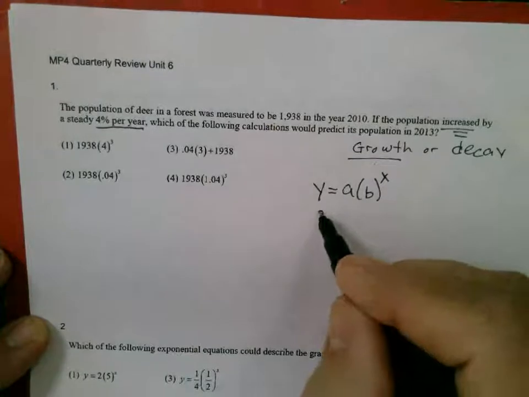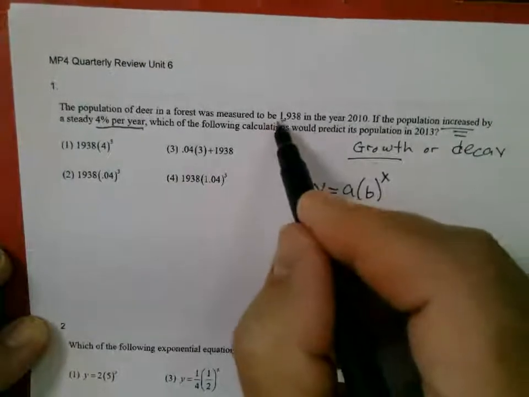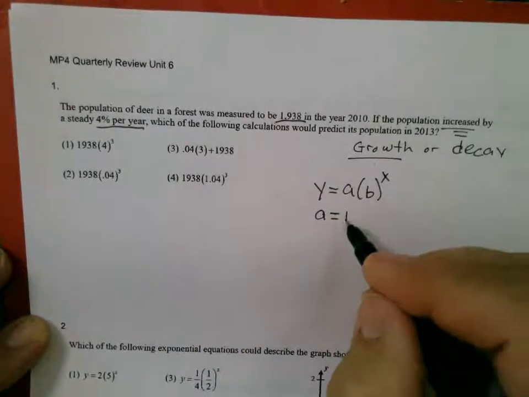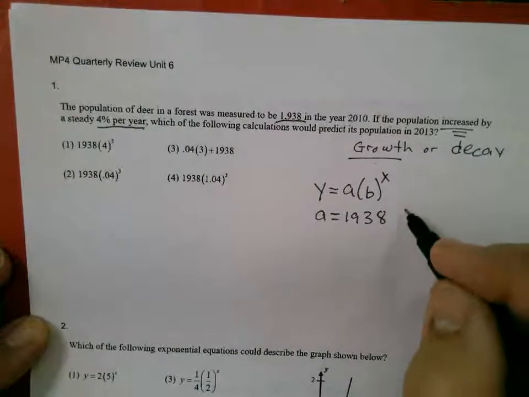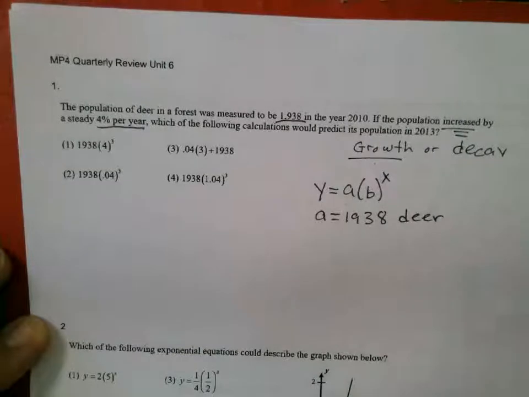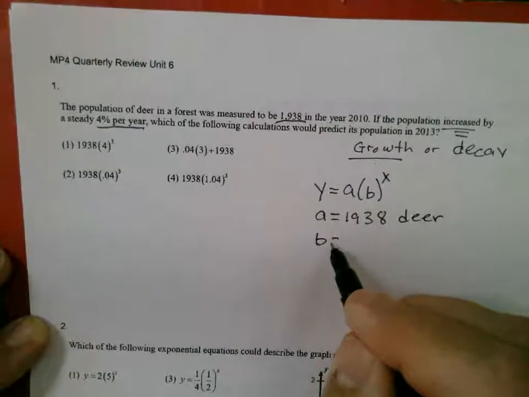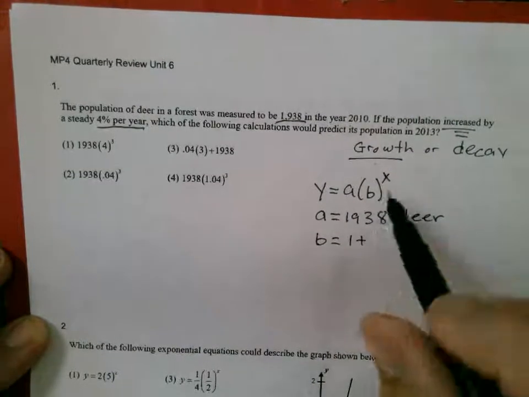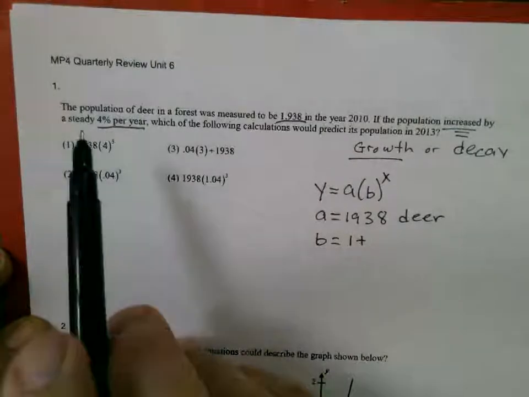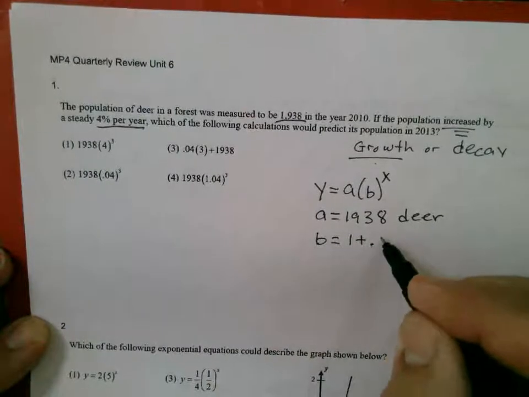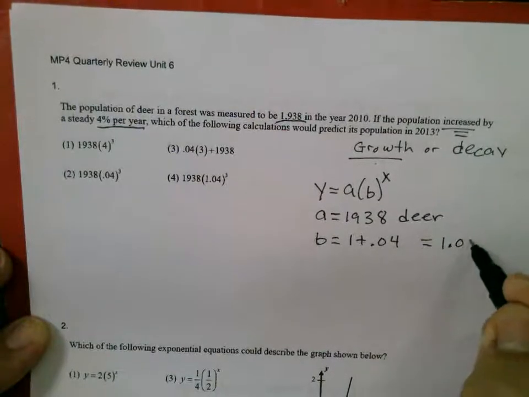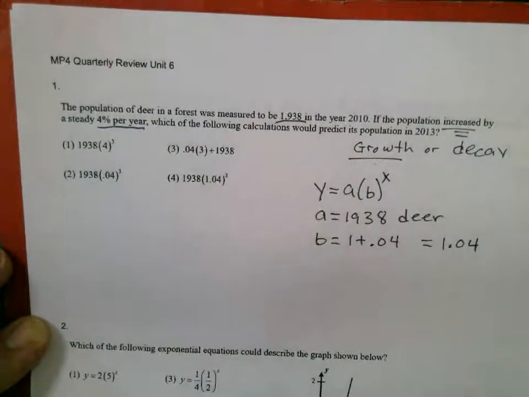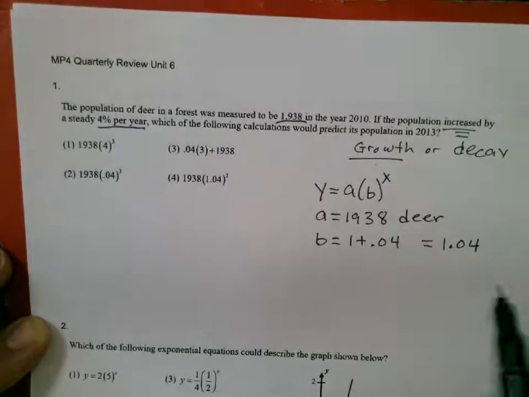So our A is going to be the 1,938 deer. Our B will be equal to 1 plus the percentage, which is 4% in decimal, 0.04, which is 1.04. It has to be greater than 1 if we're increasing, less than 1 if we're decreasing. So we put it all together.